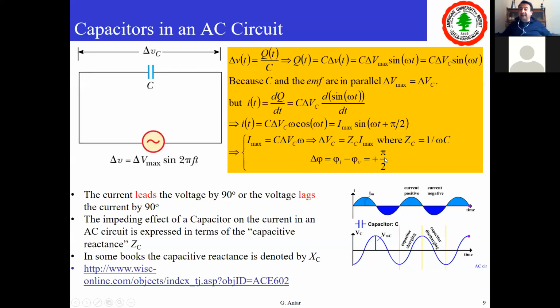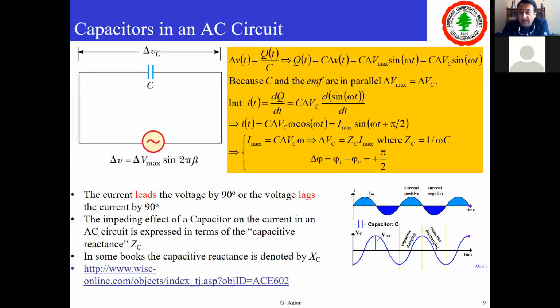Now, it's very interesting to say that delta VC is equal to ZC multiplied by I max. So here we also cover Ohm's law, because delta V is equal to a value multiplied by I max, that's Ohm's law, with ZC equal to 1 over omega C. Now, this effective resistance, which we're going to call impedance, depends not only on the capacitor value but also on the frequency. We'll come back to that in a few seconds.